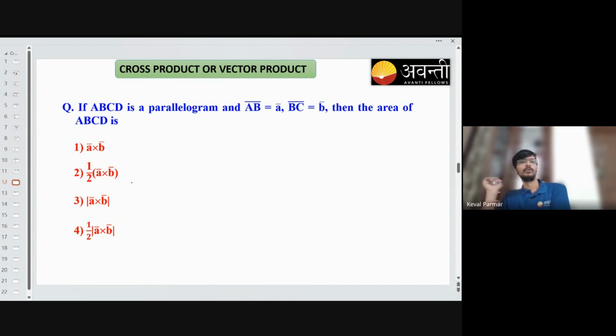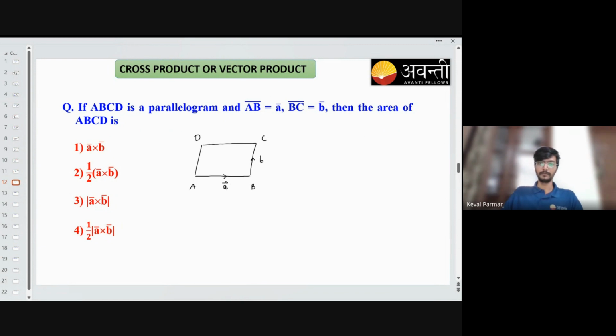Yeah. What will be the area now? Again, it will be better if you draw the diagram. If you draw the diagram of parallelogram A, B, C, D, AB vector is A vector, BC vector is B vector. So here we are given adjacent sides. And if we have adjacent sides, then area is the magnitude of A vector cross B vector. Let's see the next one.